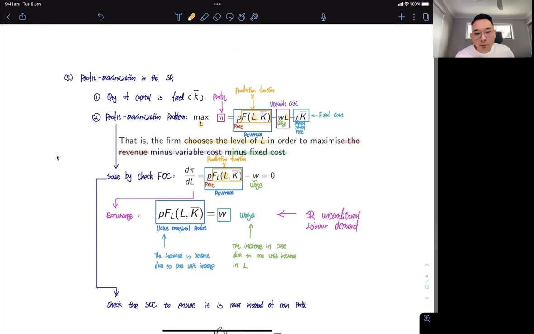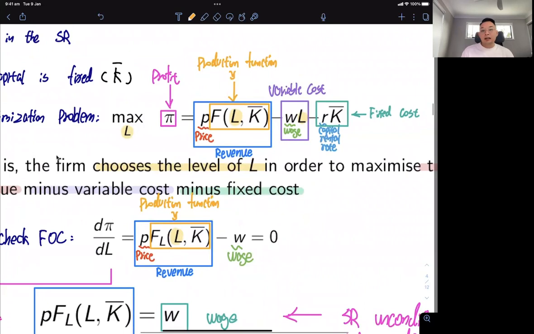So the profit maximization problem is that we want to maximize pi, the profit function, which equals the price P times the production function, which gives you the quantity F(L, K bar), minus the cost. What's the cost? Total cost equals variable cost plus fixed cost. The variable cost here is the wage rate times the quantity of labor you're going to employ. And the fixed cost here is the capital cost, because we assume that capital is not changeable in the short run. So we have R, the capital rental rate, times K hat.